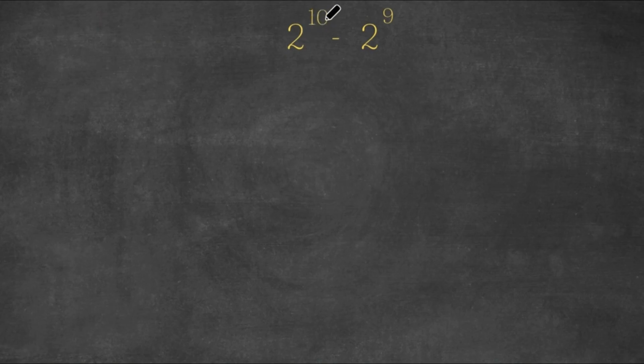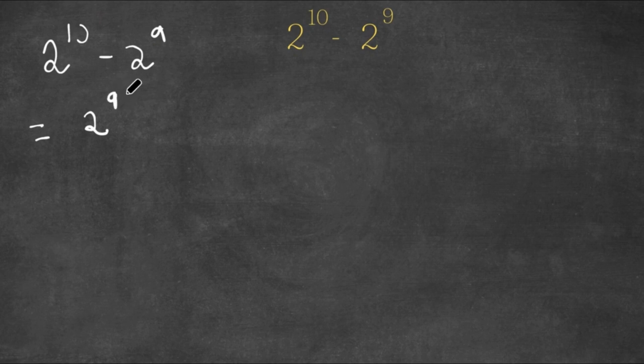In today's video, I'm going to be teaching you how to solve this exponential problem. So we have 2 to the power of 10 minus 2 to the power of 9. Now what I'm first going to do is rewrite this 10 as 9 plus 1. So we have 2 to the power of 10 minus 2 to the power of 9, and this is equal to 2 to the power of 9 plus 1 minus 2 to the power of 9.